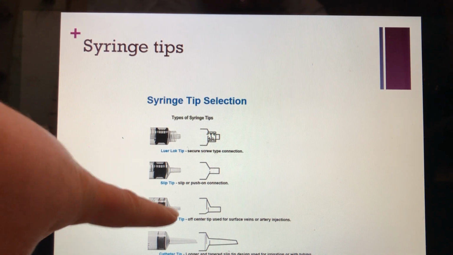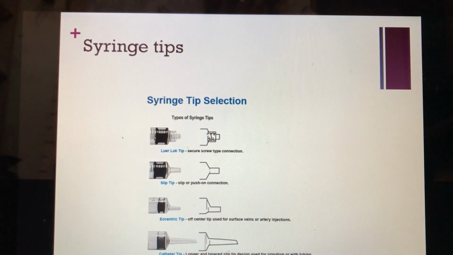We also have an eccentric tip, so it's a little bit off center. This is sometimes nice for pulling blood from surface veins. Mostly that's what I would use that one for. I honestly don't really use that one very often anyway.